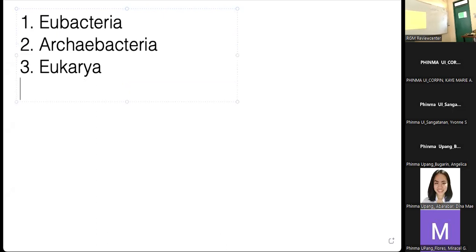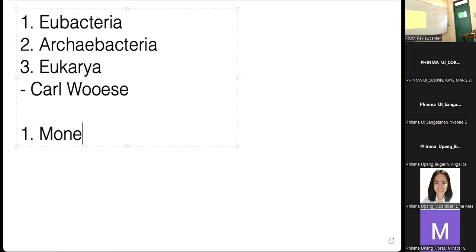Now remember that the three domains was proposed by Carl Woese. Ayan. So siya yung nag-propose ng three-domain classification of organisms. Alright? And then, we also have your five-kingdom classification. Medyo nakaanan na natin yung four kingdoms kanina. Your prokaryotes are under monerans. Ayan. So monera or monerans.